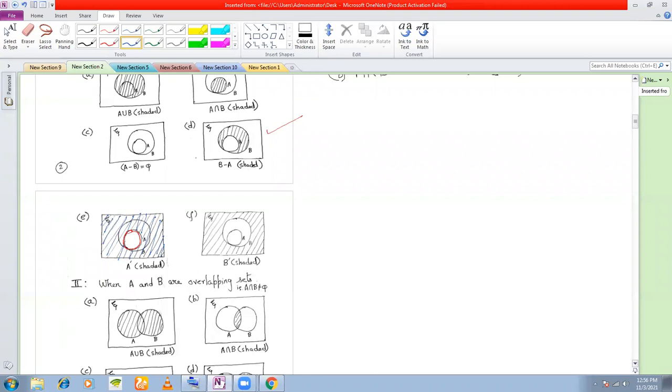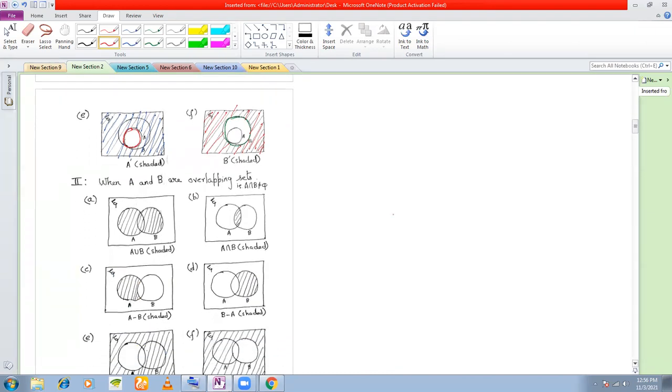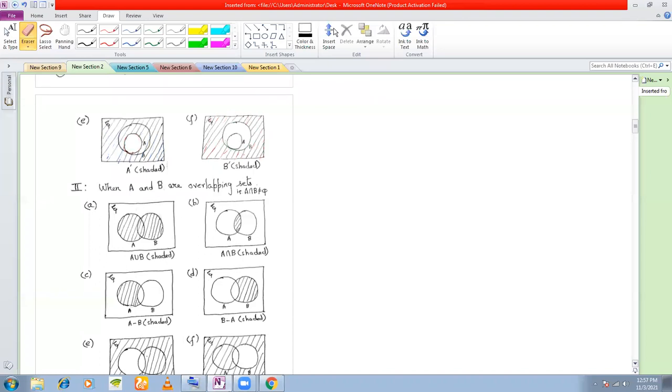Similarly, if I want to represent B complement, what I'll do, except the circle from B, this circle, I will shade all the other areas. Okay. So that is what B complement is. Is it clear? A complement and B complement. Can I move on to the next one then? Okay.